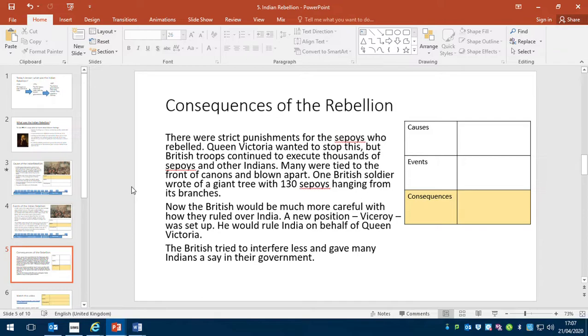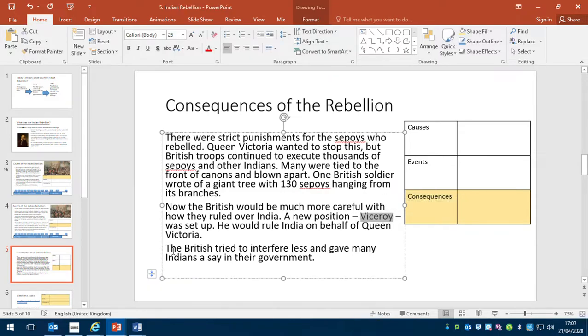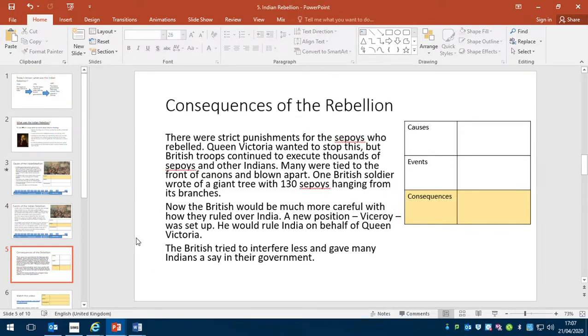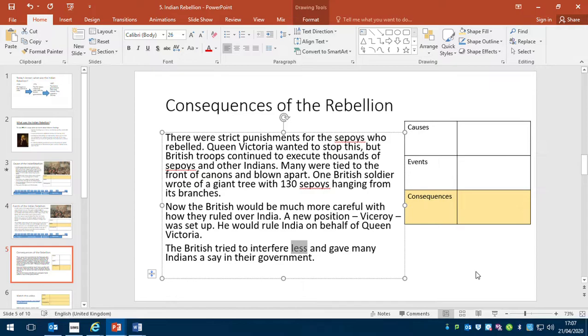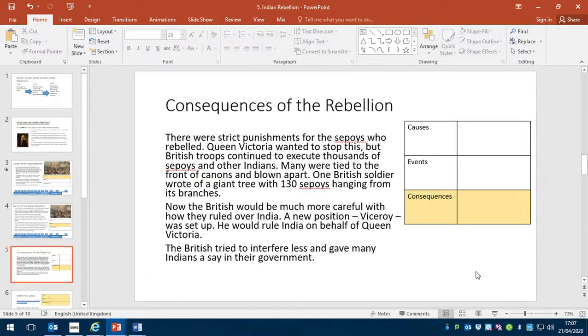So what Queen Victoria did was she appointed this viceroy, who I mentioned earlier. Now he would rule over India on her behalf, and he would try to make sure that he didn't end up in this situation again. What he tried to do was interfere less in India, so not going to stop those practices of sati, not going to stamp his ground and tell the Indians how to think. What he did instead was give many Indians a say in their government.